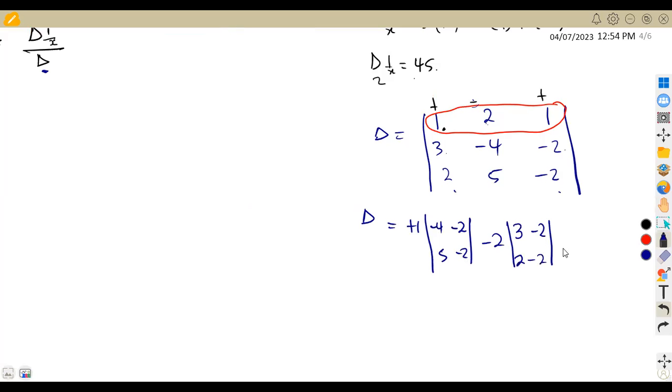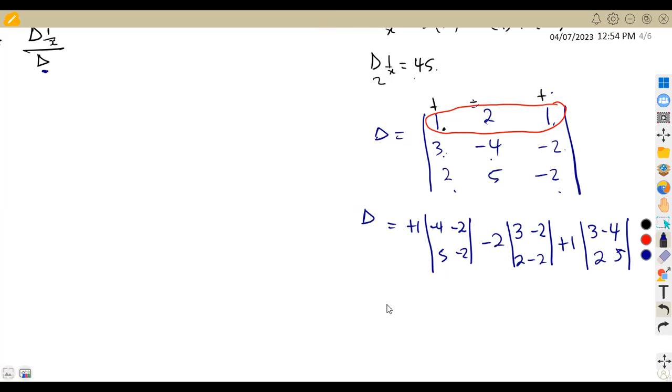Okay, we move on to 1. 1 is affected by a plus, so it's plus 1. We do the same. We close the row and the column where there is this 1. So we're going to remain with 3, minus 4, 2, and 5. So that is what you're going to have.